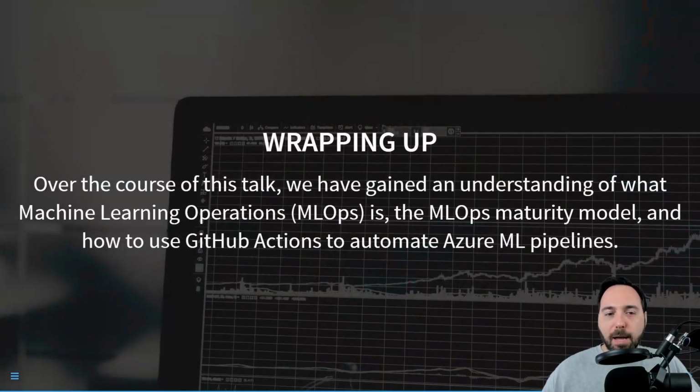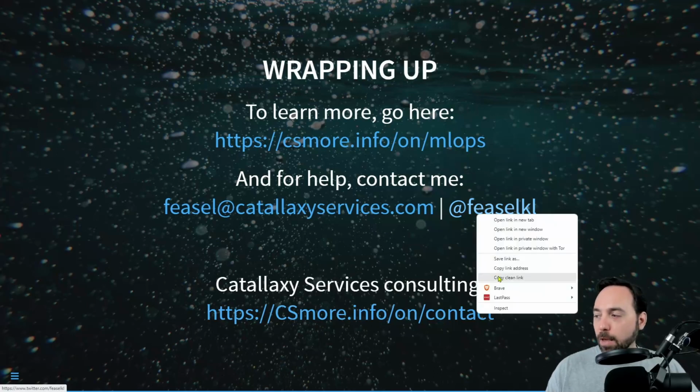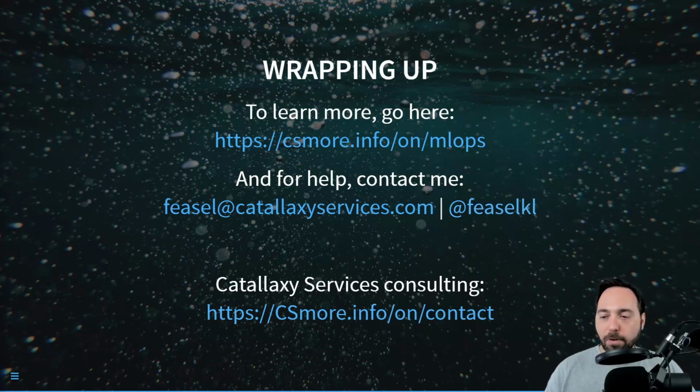So wrapping things up. Over the course of the last roughly 90 minutes, we've gotten some understanding of what machine learning operations is. We've learned about the MLOps maturity model. We've learned how to use GitHub Actions to automate Azure ML pipelines. If you would like to learn more, if you want to grab this slide deck, the demo code, or links to additional resources, that is all at csmore.info/on/MLOps. If you have questions, you're welcome to drop them in chat here, or please feel free to email me or hit me up on X or wherever you would like.